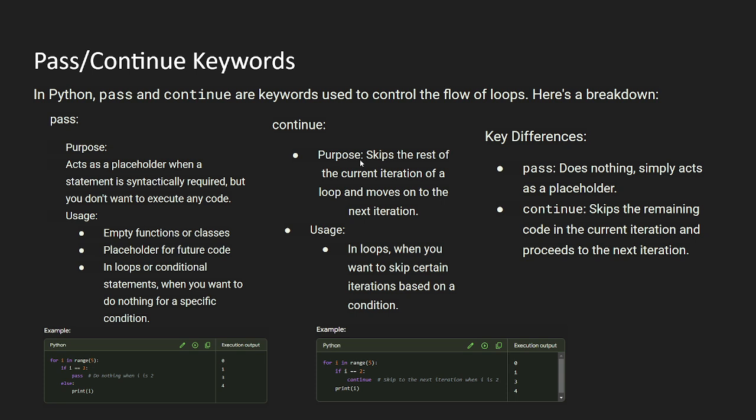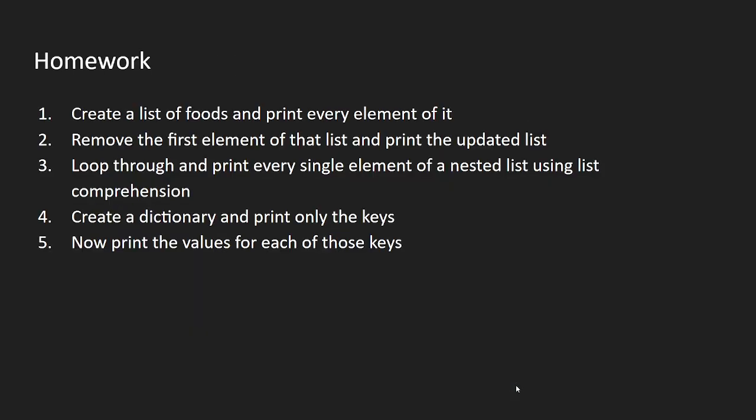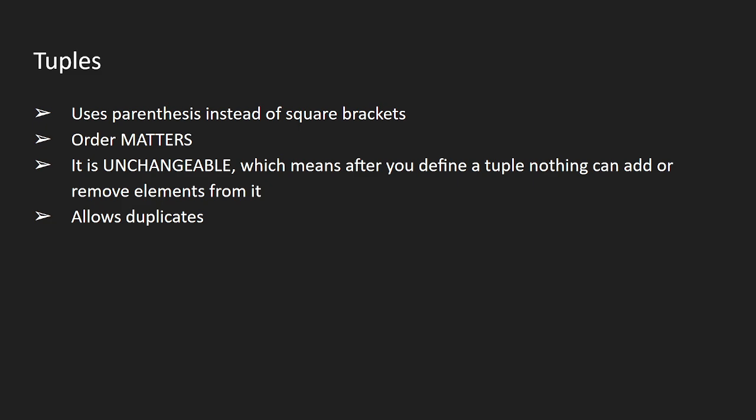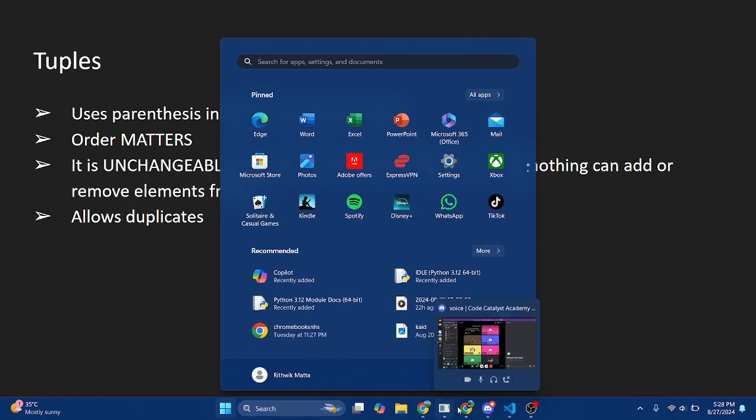And then continue. Its purpose is to skip the rest of the current iteration of a loop and move on to the next iteration. So usage in loops is when you want to skip certain iterations based on a condition. If you have i equals 2 and you don't want to print i when it is equal to 2, you just continue and move on to when i equals 3, and i equals 3 will be printed. So 0, 1, 3, 4. So 2 is skipped.